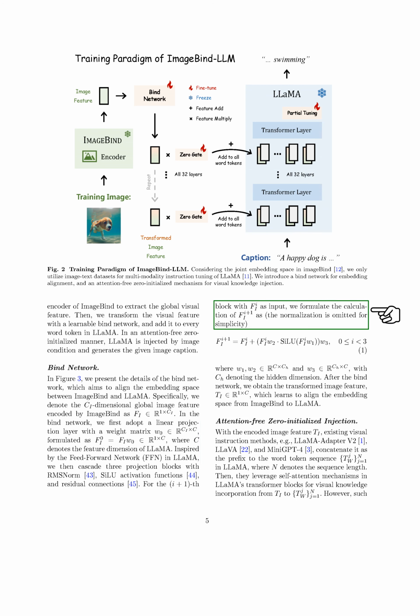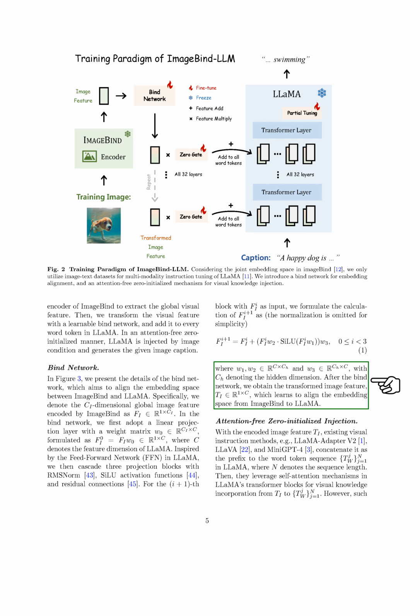Each block takes the output of the previous block as input and performs a specific calculation to produce the output for the next block. After going through the bind network, we get a transformed image feature that aligns the embedding space from ImageBind to LLaMA. Next, we introduce the attention-free zero-initialized injection method.